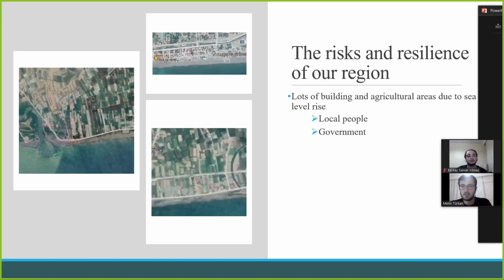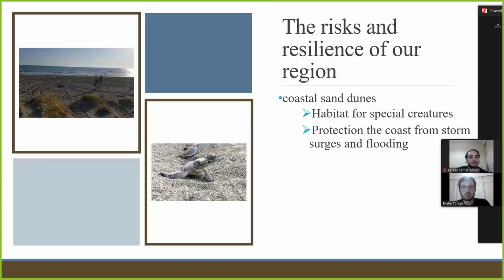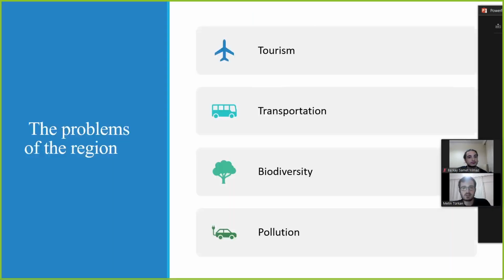For this topic, both government and local people are trying to avoid problems caused by sea level rise. Precautions of local people are less effective compared to the government. Coastal sand dunes provide habitat for special creatures and protect the coast from storm surge and flooding. With an increase in sea level, these dunes may be seriously harmed. This potential hazard affects agricultural areas and houses.